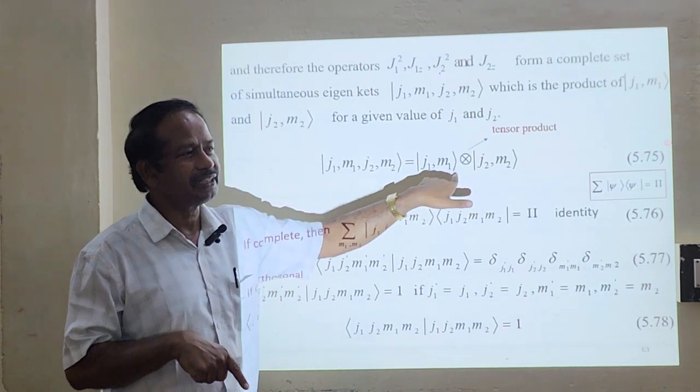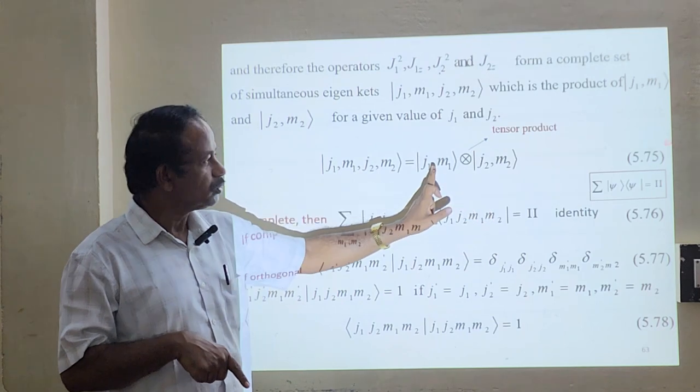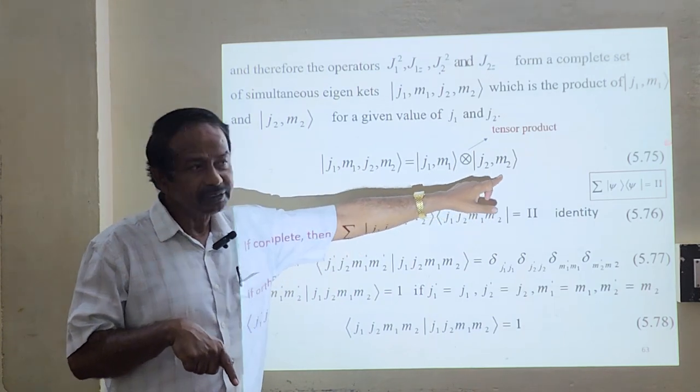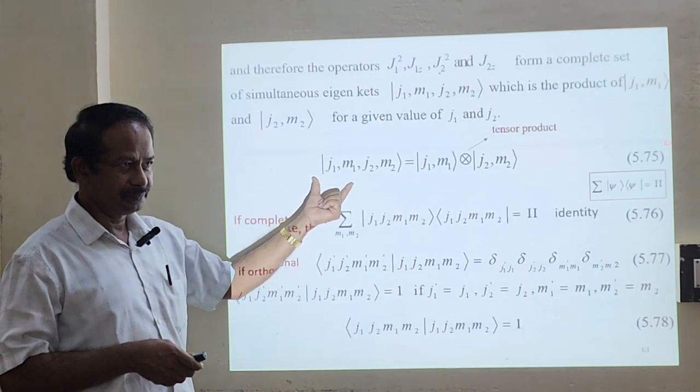So we have individual states. This is for J1 and this is for J2. So J1 tensor product with J2. Okay, so the final answer will be this one.